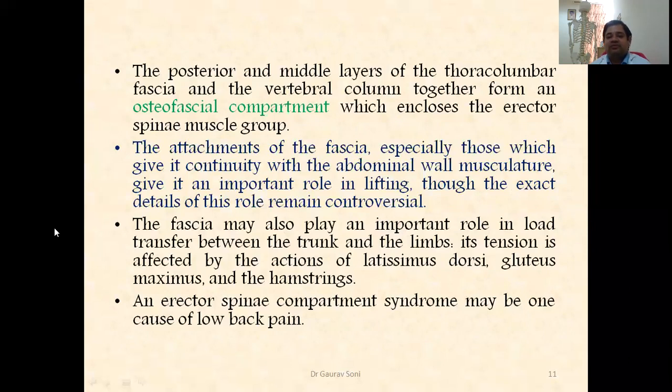The fascia also plays an important role in load transfer between the trunk and limbs. Its tension is affected by the action of latissimus dorsi, gluteus maximus, and hamstrings. It means these three muscles are also going to help in the lifting posture. And erector spinae compartment syndrome may be one of the causes of low back pain. So if some inflammation occurs here, some pull or sprain occurs in erector spinae, the whole compartment is going to work together or will become the pathology for the low back pain.